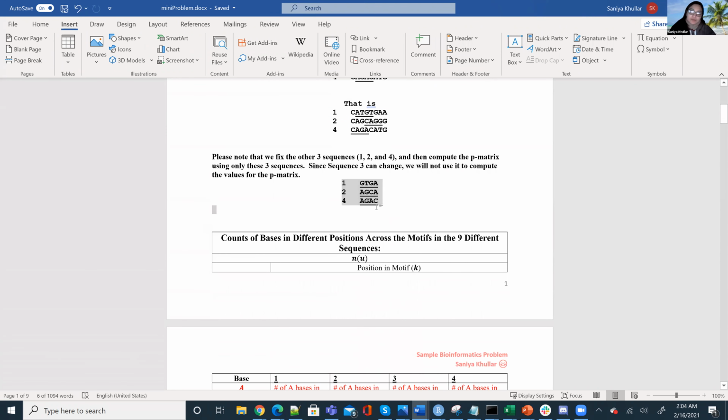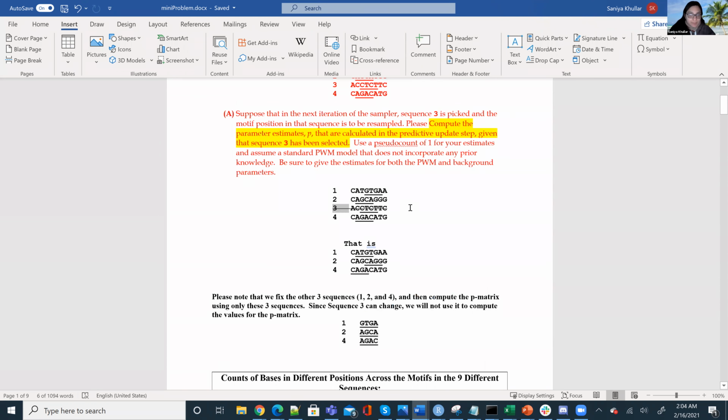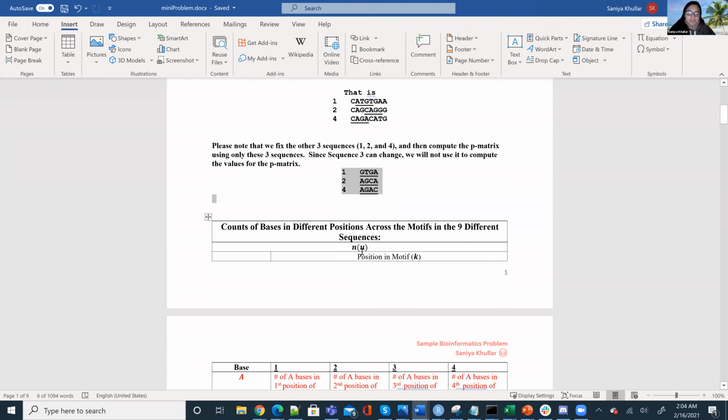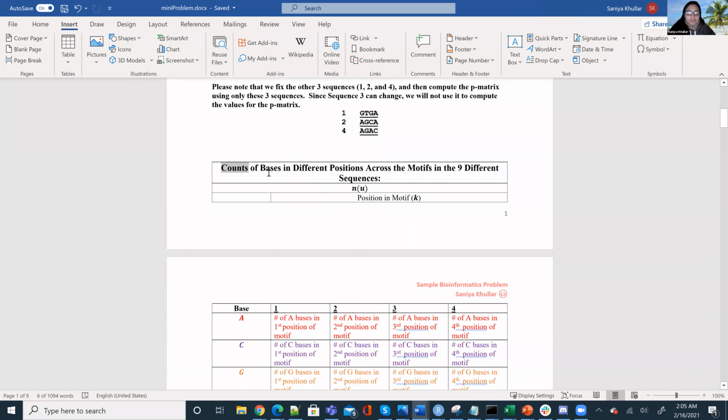So the first thing you do when you have this set of sequences, like here with these current motifs, and we're focused on updating sequence 3, so we do not consider it, and we look at sequences 1, 2, and 4. For these 3 sequences, we're going to find the counts of bases in different positions across the motifs.